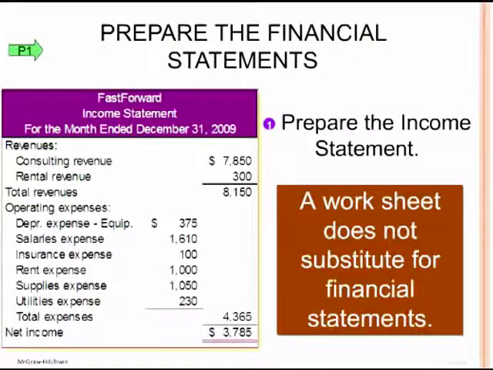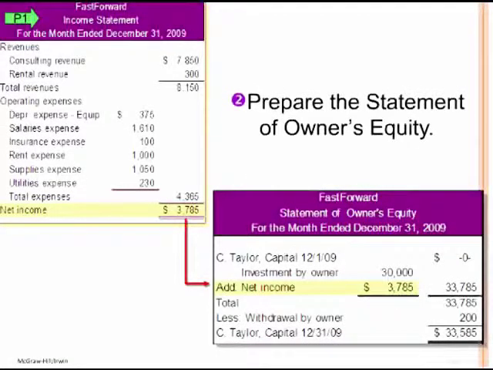After the worksheet is complete, we can prepare the formal financial statements. All of the amounts on Fast Forward's income statement are taken from the income statement columns on the worksheet. After completing the income statement, we prepare the statement of owner's equity. Once again, we add the net income and investment amounts together and subtract any withdrawals to arrive at the ending capital balance of $33,585. Once the statement of owner's equity is prepared, we are ready to prepare the balance sheet.